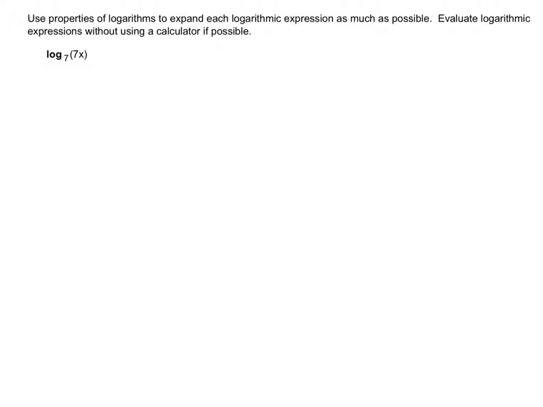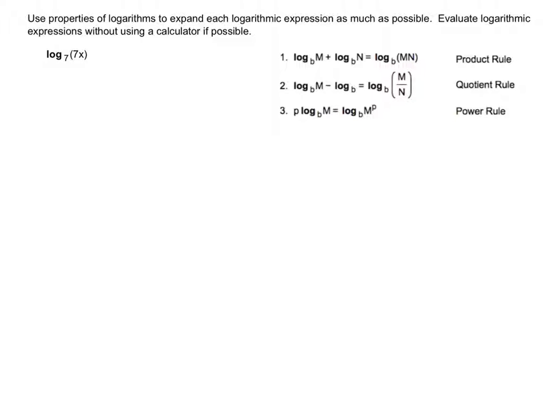Here we have log base 7 of 7x. If we look at our logarithmic properties, we can see that our logarithm uses the product rule because we have 7 times x being multiplied together. Therefore, we can expand this logarithm into the sum. To do that, we'll have log base 7 of 7 plus log base 7 of x.